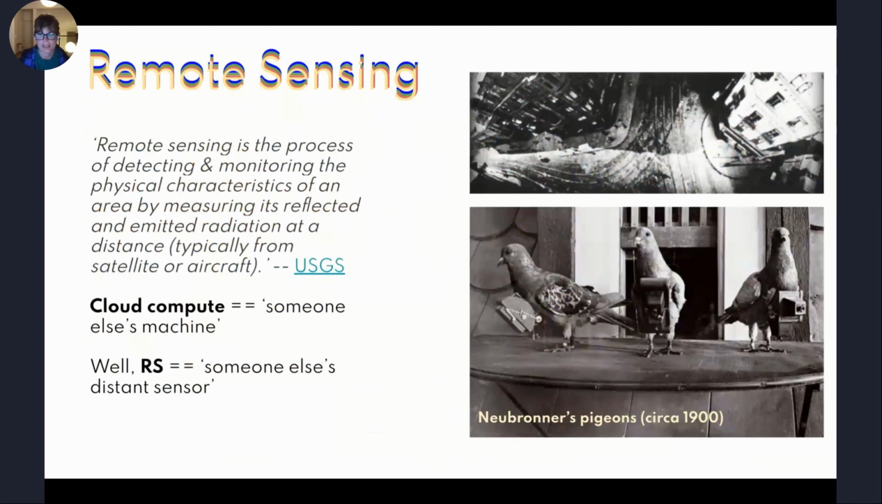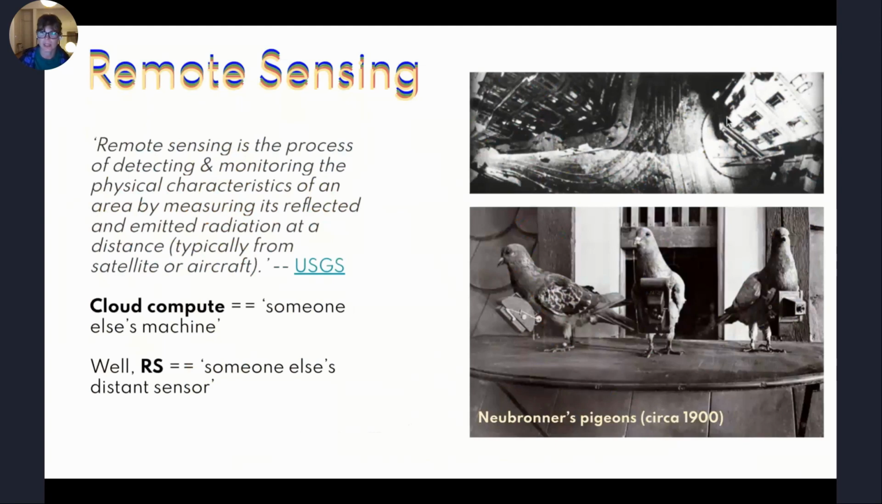Then, so, what is remote sensing? Maybe some of you are relatively familiar with this, but ultimately remote sensing is a process of detecting and monitoring physical characteristics, typically of the Earth, from a distance of some sort. This picture here, I just learned about when I was putting together the talk: a German inventor, Bronner, was the first to prototype this by putting little cameras on top of pigeons in 1900.